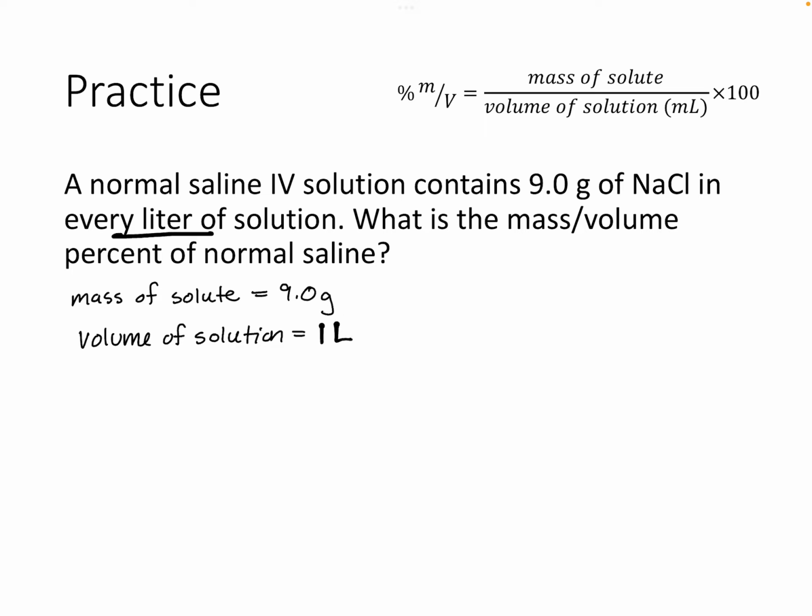But remember, that has to be in milliliters. So how do we convert liters to milliliters? Or rather, how many milliliters are in a liter? A 1,000, right? Milli equals 1,000. Okay, so that was easy. We didn't really have to do a conversion. We just had to know our prefixes. So now let's plug those values into our equation.